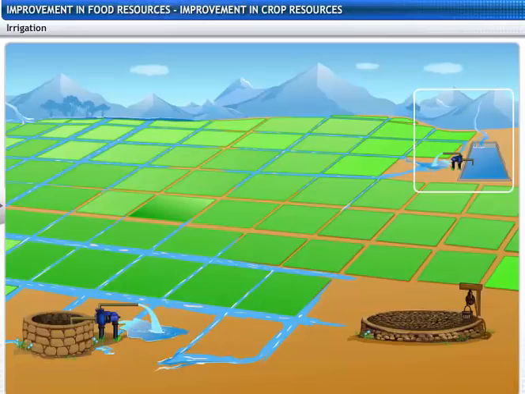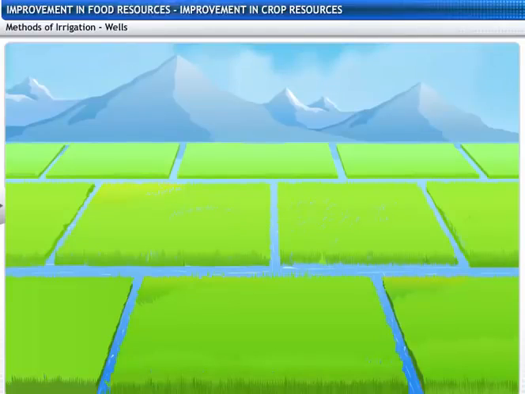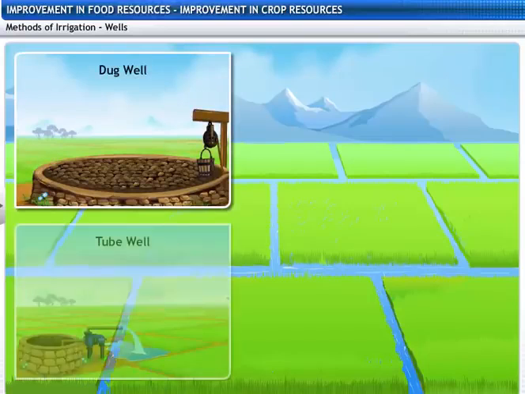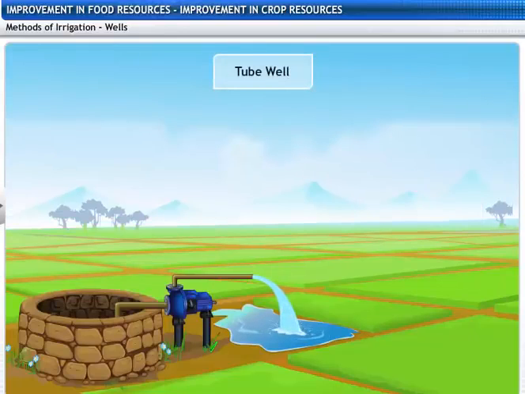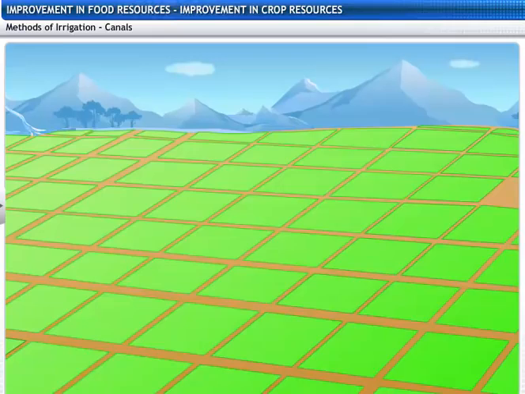Let's take a closer look at the different methods of irrigation. Fields with no source of river water are irrigated with water from the wells. Wells are of two types, namely dug wells and tube wells. In a dug well, water is collected from the water-bearing strata. Tube wells can tap water from the deeper strata. Water is lifted from tube wells by pumps.